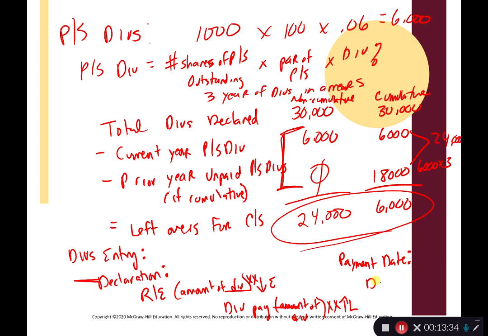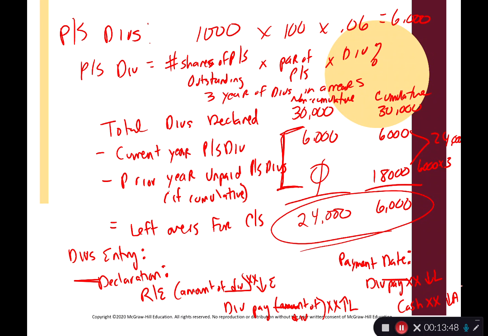And then we have the payment date, which would be a debit to dividend payable to reduce the liability for the amount of the dividend, and a credit to cash, which reduces assets, again, both for the amount of the dividend.